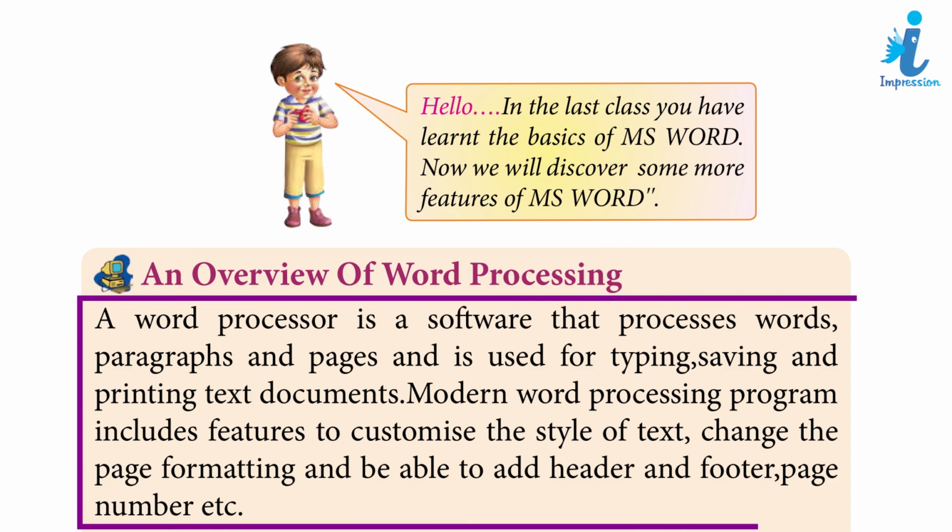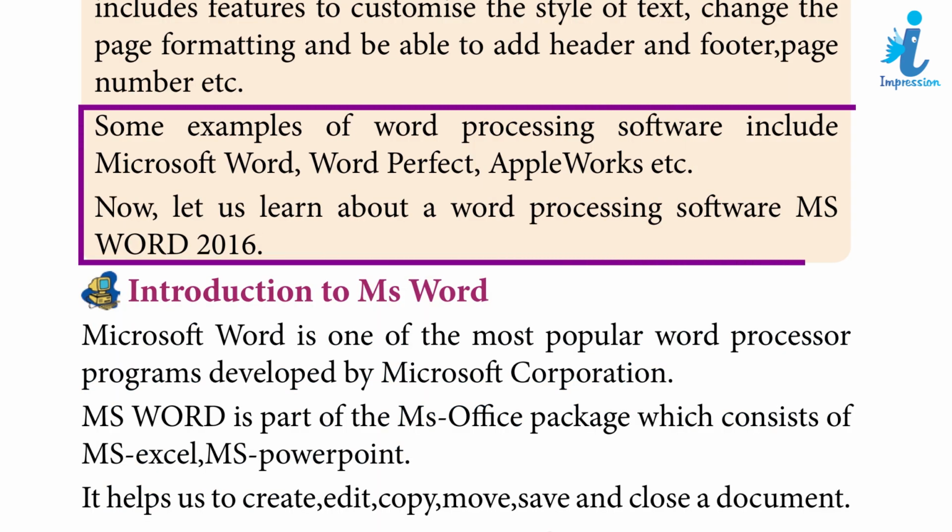A word processor is a software that processes words, paragraphs, and pages and is used for typing, saving, and printing text documents. Modern word processing programs include features to customize the style of text, change the page formatting, and be able to add header and footer, page number, etc. Some examples of word processing software include Microsoft Word, WordPerfect, AppleWorks, etc.